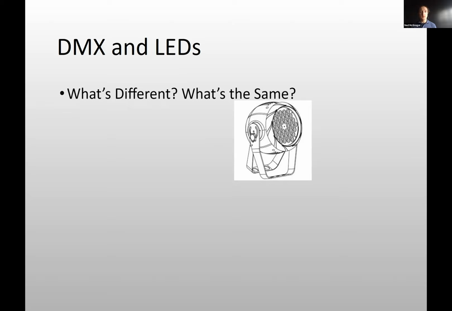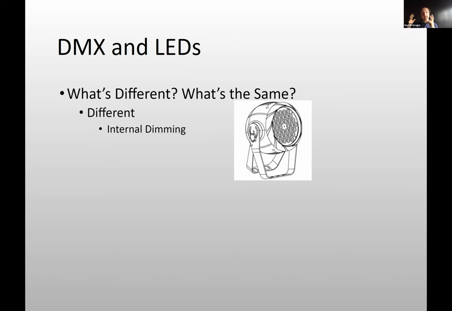All right, so DMX and LEDs. What is different? What is the same? Different. The thing about LEDs that is valuable to keep in mind is that, as opposed to a baby 1K, an old school tungsten fixture, in order to dim that light, you either put a scrim in front of it or you hook it up to a strand pack and dim it through that. There's no way, no shaking or prodding of that light is going to dim the bulb inside it.